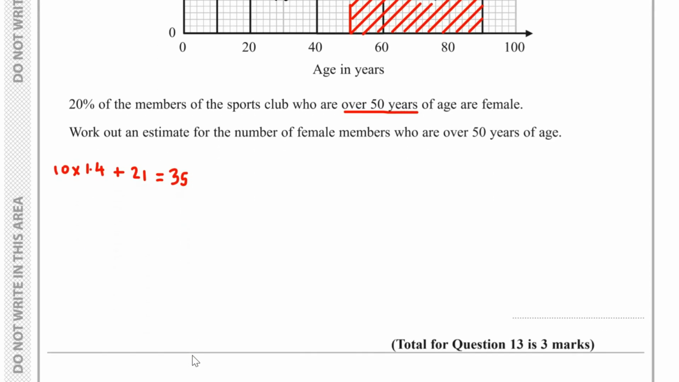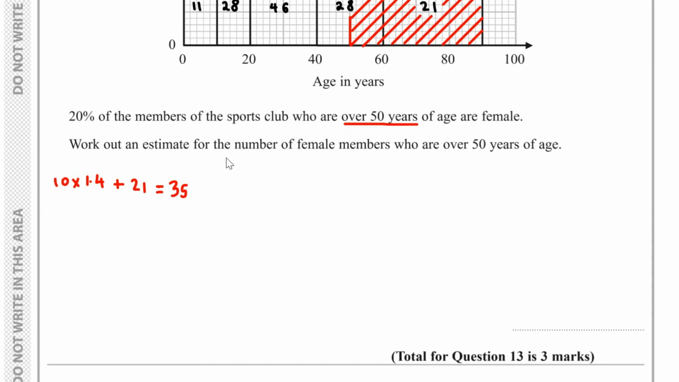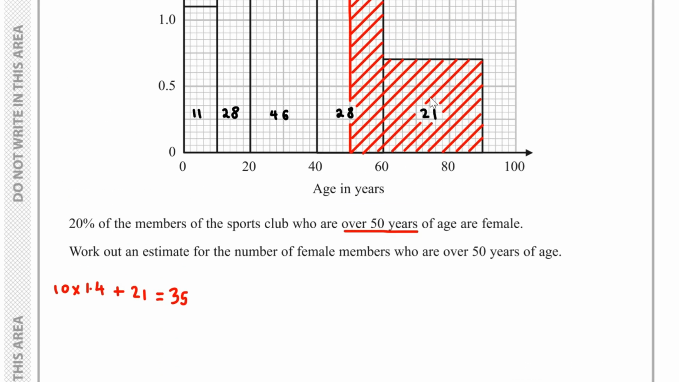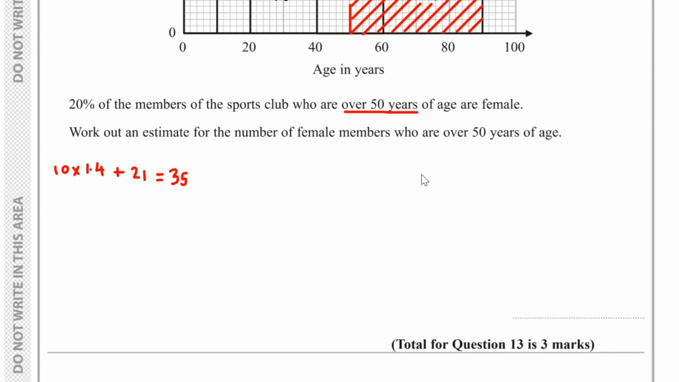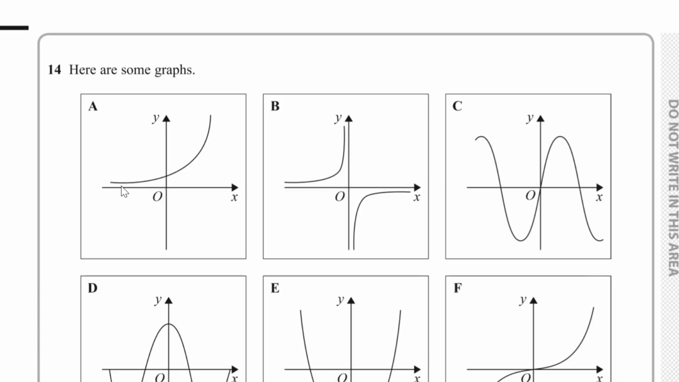So what we need to do here is work out 20% of this 35. So we've got 35 people shown here, and 20% of those are female. So in other words, we've got 20% of 35, which is 7. So we have 7 members who are female over the age of.